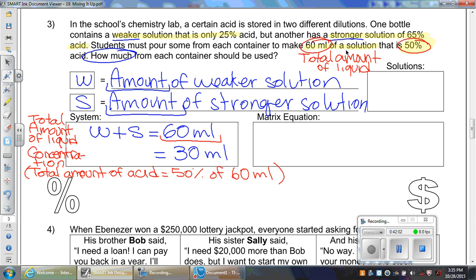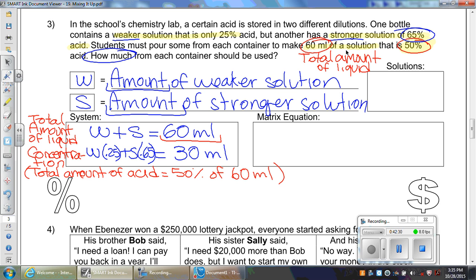Now the concentration is going to be the following. The amount of the weaker solution times the concentration of it, and that is 25%, so I'm going to use 0.25. For the stronger solution, it's going to be S times the concentration of that, and that is 65%. As a decimal, that will be 0.65.